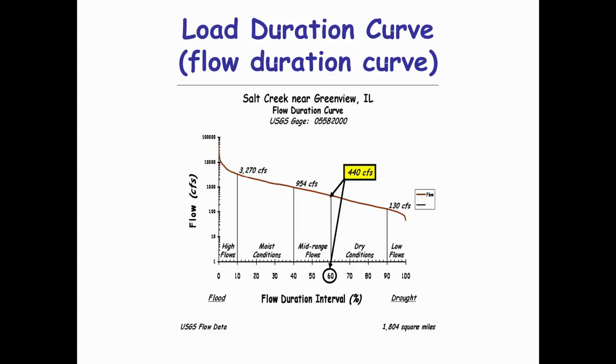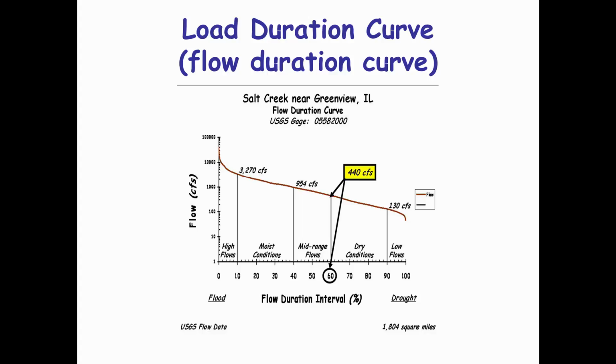So load duration curve, here's an example of a flow duration curve, and I'm going to go into more detail on this in lecture. But this illustrates the fraction of time that a particular flow in a creek, this one was Salt Creek near Greenville, Illinois, is equaled or exceeded in that stream. So the 440 cubic feet per second that is shown there would be the flow rate that would be exceeded 60% of the time for that creek.